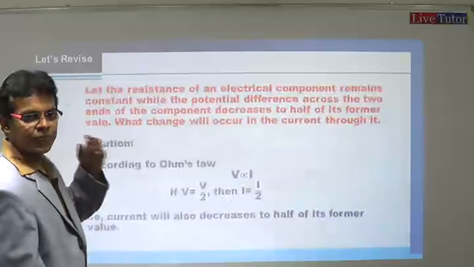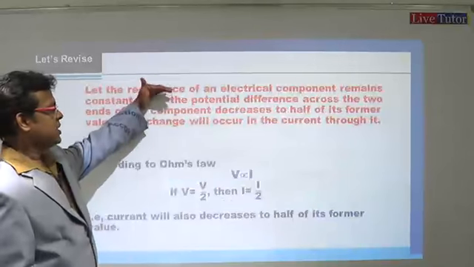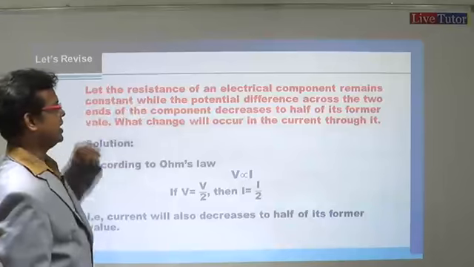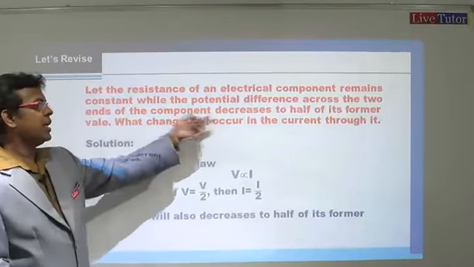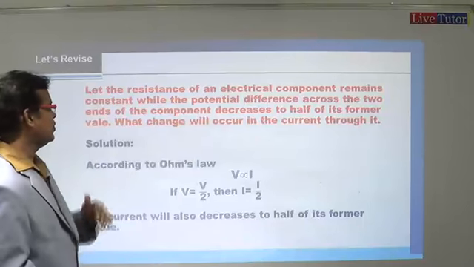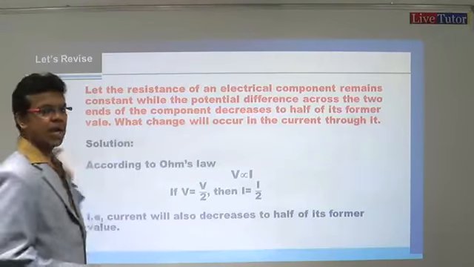The next one is, let the resistance of an electric component remain constant while the potential difference across the two ends of the component decreases to half of its former value. What change will occur in the current through it?